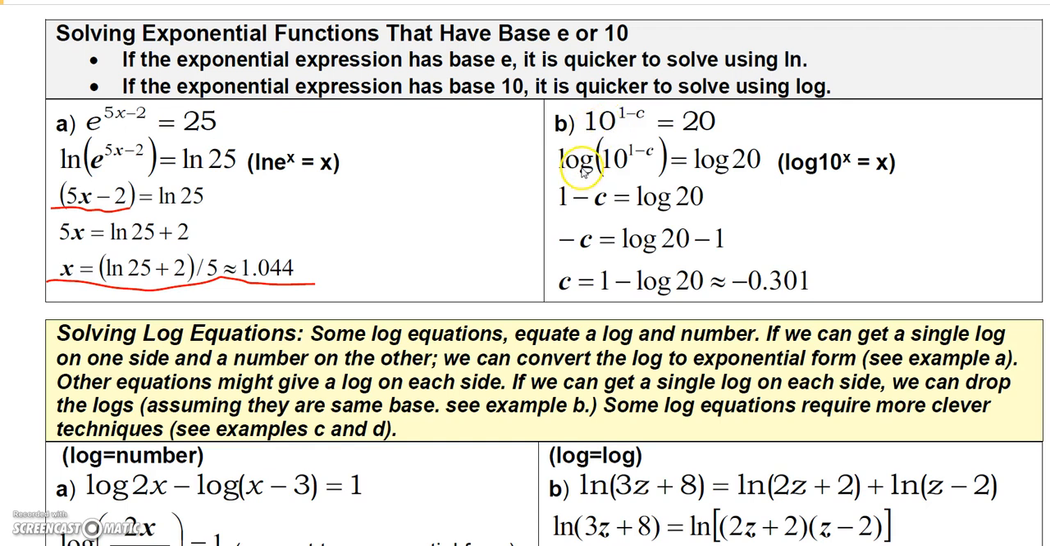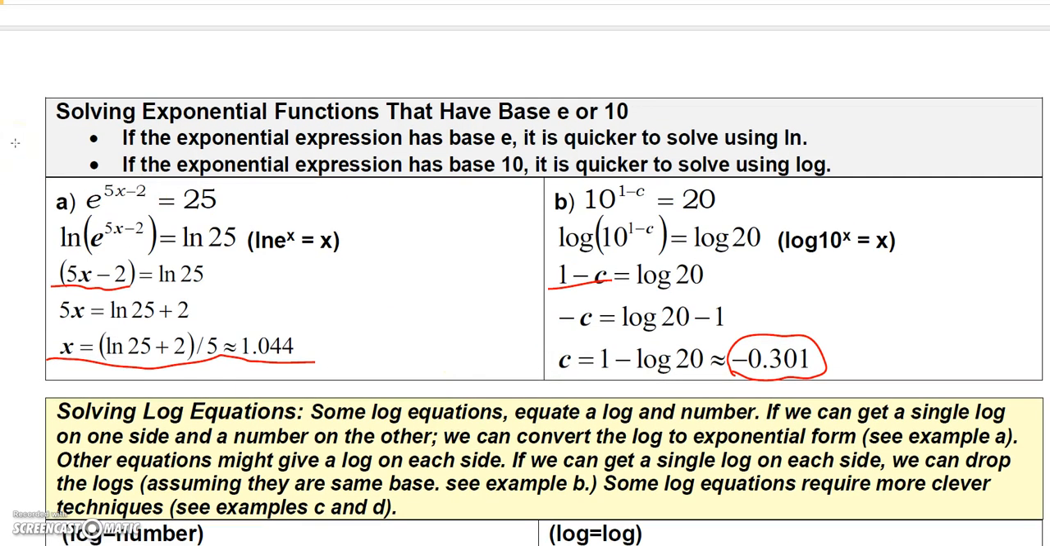Now over here, the base is 10. So I can take the common log, so I can write that as the common log of 10 to the 1 minus c equals the common log of 20. And then I know if I take the common log of 10 to a power, that's just going to give me the power. And then so I have 1 minus c equals log of 20. And then if I subtract 1 from both sides, I get minus c equals log of 20 minus 1. And if I multiply everything by negative 1 here, that'll give me that c is positive 1 minus log of 20. And then put it in your calculator, and you get negative 0.301.